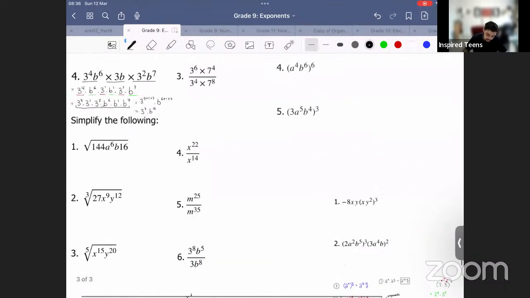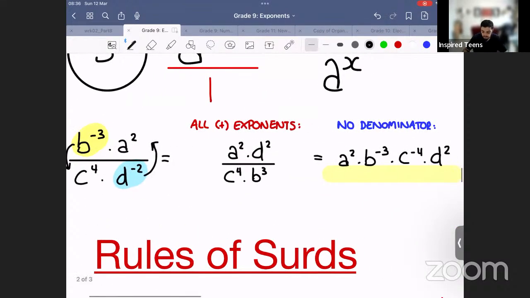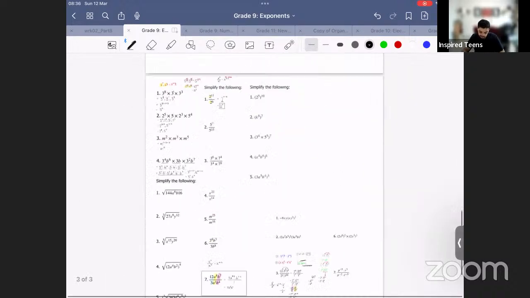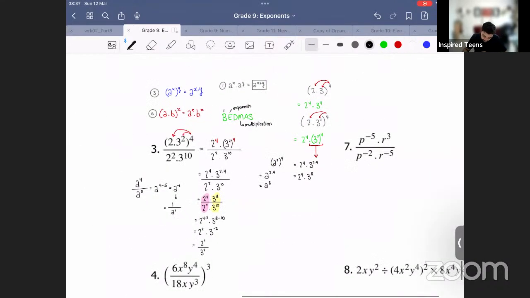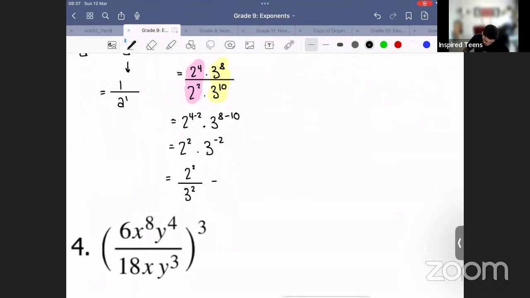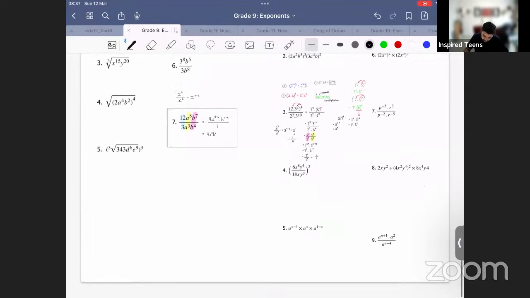Remember we discussed this one: when you have a negative exponent, you can take it to the denominator or the numerator to make it positive. So we have 2 to the 2 over 3 to the 2. So this becomes 4 over 9. Simplified.